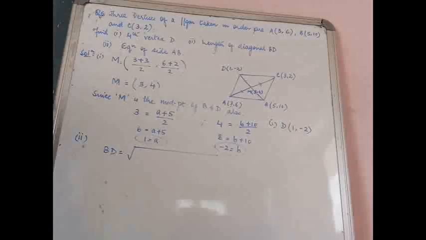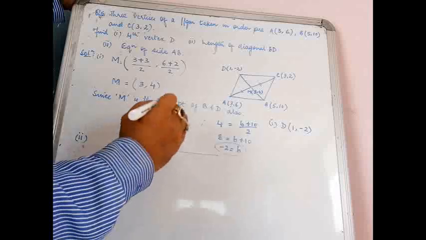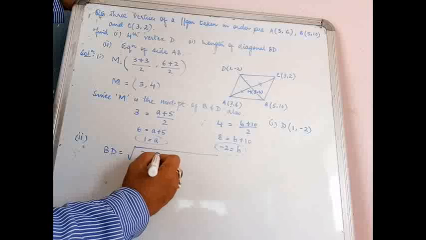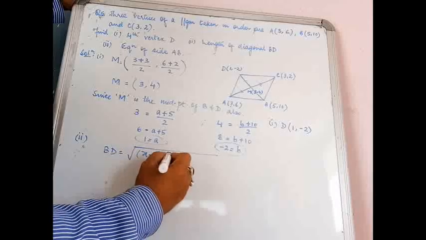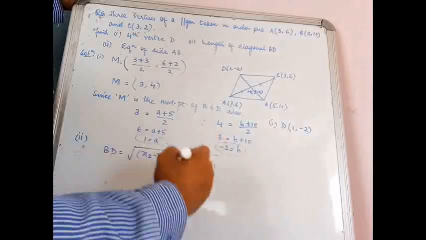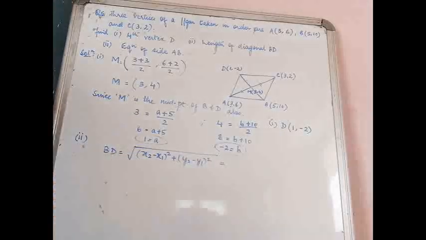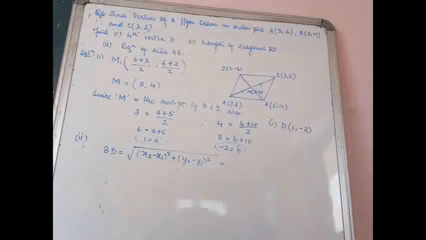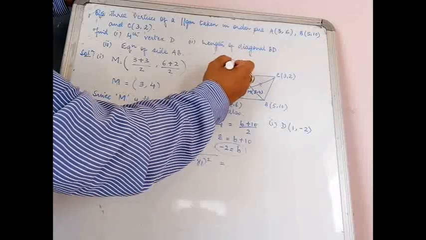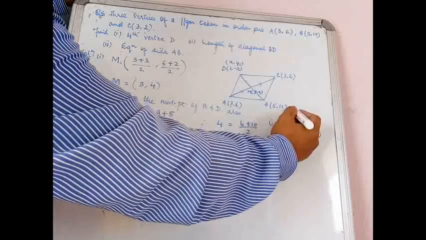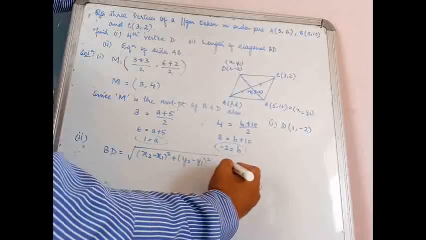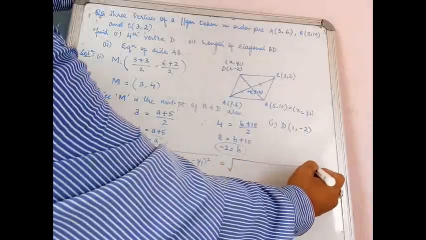So again you will have to remember the formula. The distance formula was taught in the 9th standard, if you remember. The formula was the square root of (x2 minus x1) whole square plus (y2 minus y1) whole square. I am going to write it down once again. You can choose any point to be x1, y1, and any point to be x2, y2. So I am going to simply use this point as x1, y1 and this point as x2, y2.